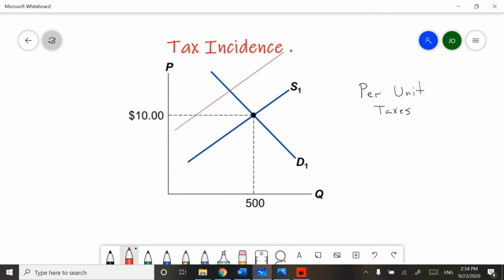Similarly, if the tax is given to the supplier, supply will shift to the left, and again we end up with the same situation of having two different prices.